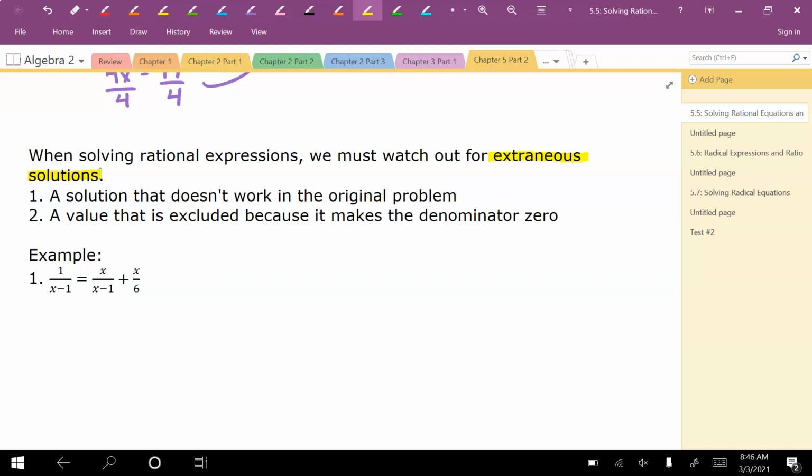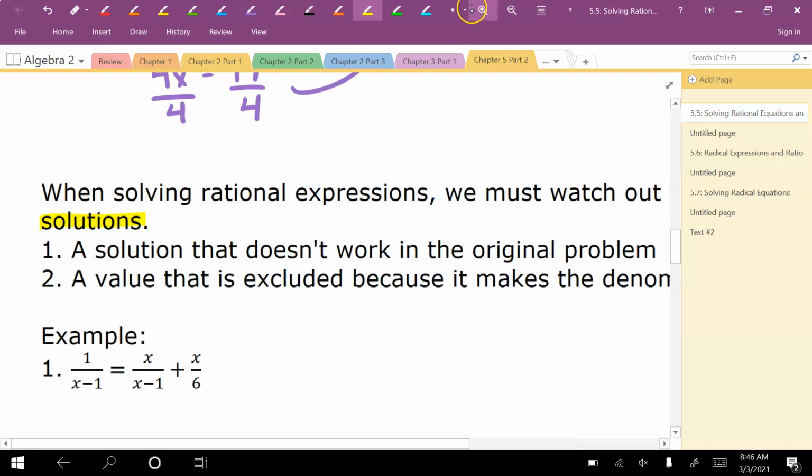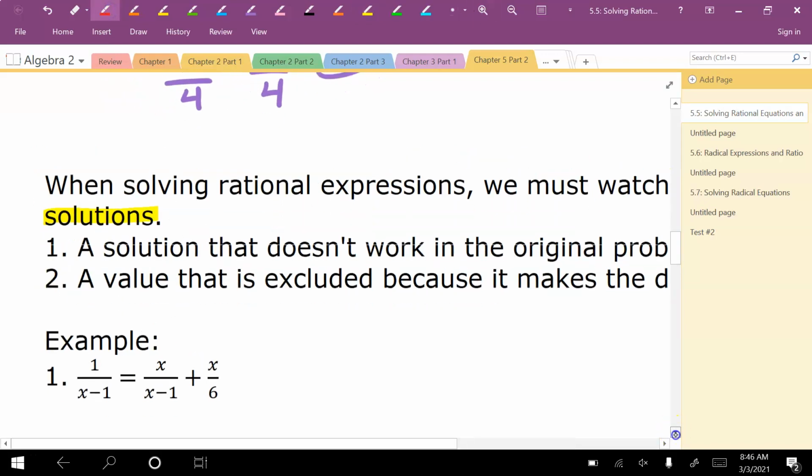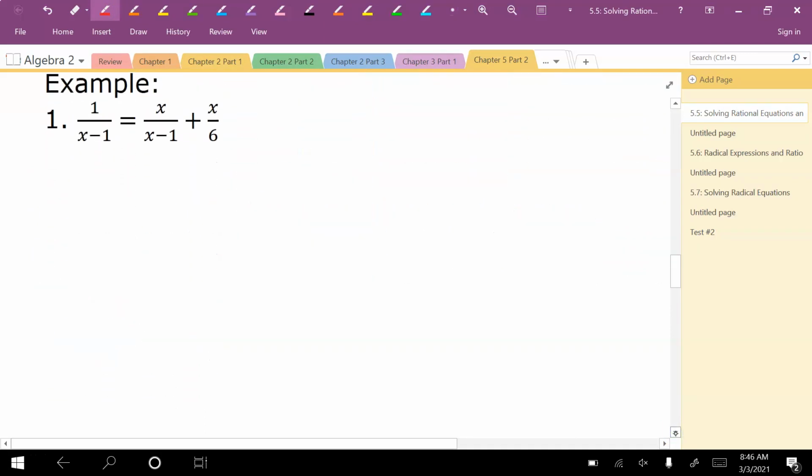All right, so let's take a look at an example here, and then we'll also make sure that we check for any solutions that just don't work for our problem. All right, so I have 1 over x minus 1 equals x over x minus 1 plus x over 6. Can you guys tell me what the least common denominator would be? Good, 6, and then times x minus 1. Okay, so that's what we're going to multiply all three fractions by. So I'm going to get that set up first.